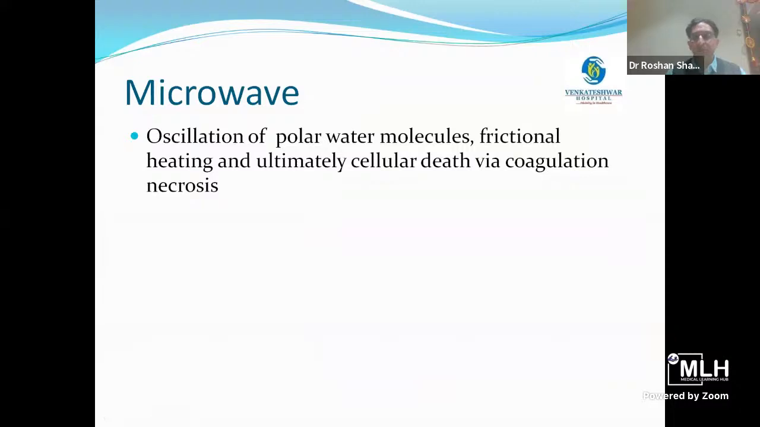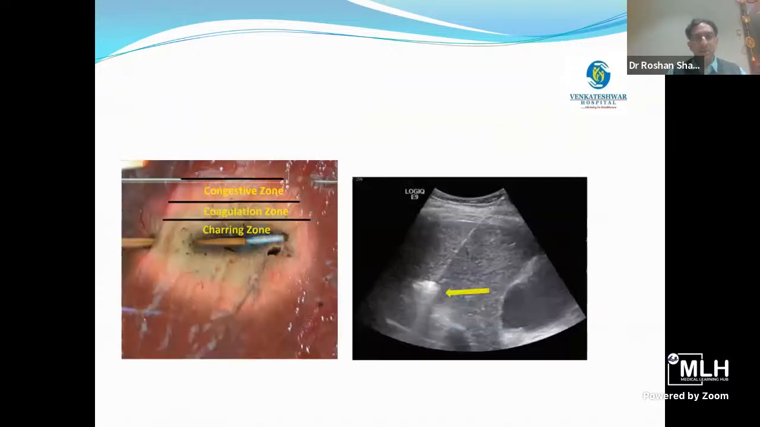So the physics of microwave: there is oscillation of polar water molecules, and it leads to frictional heating, and ultimately there is cellular death via coagulation necrosis. So there is a coagulation zone and a charring zone. You can see the white area, these are the water bubbles forming vapor. This is the microwave probe entering into a lesion, and there is evidence of coagulative necrosis in follow-up scans. I have not noted the image of the follow-up scan.